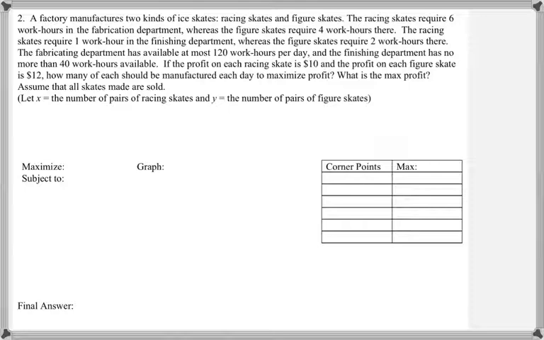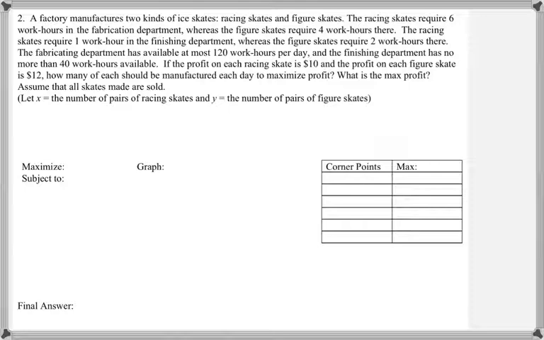40 work hours available. If the profit on each racing skate is $10 and the profit on each figure skate is $12, how many of each should be manufactured each day to maximize profit? What is the maximum profit? Assume that all skates made are sold, and we are letting X equal the number of pairs of racing skates and Y equal the number of pairs of figure skates.